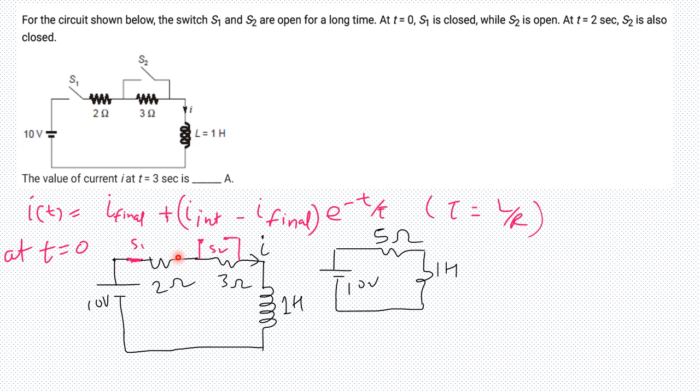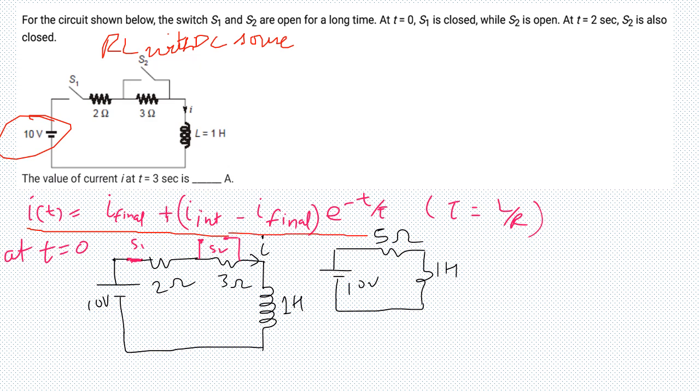For these kinds of questions involving an RL circuit with a DC source, please remember this is a first order circuit, and we have to keep in mind this formula for current: I(t) is equal to I final plus (I initial minus I final) e power minus t by tau, where tau is equal to L by R, which is the time constant. So this formula must be kept in mind.